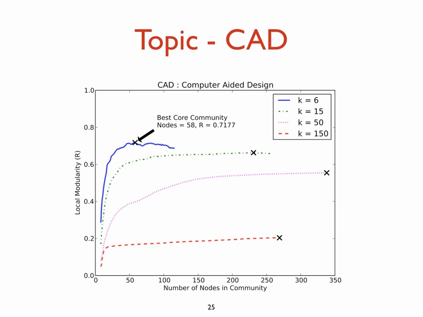The graph shows the values of local modularity R for our algorithm runs against the community size for the topic CAD. The most cohesive community is formed at 57 nodes with R equal to 0.71. The algorithm performs rather poorly for k equal to 150.